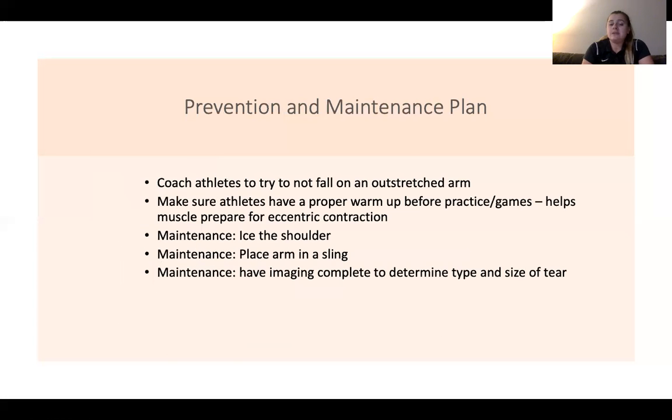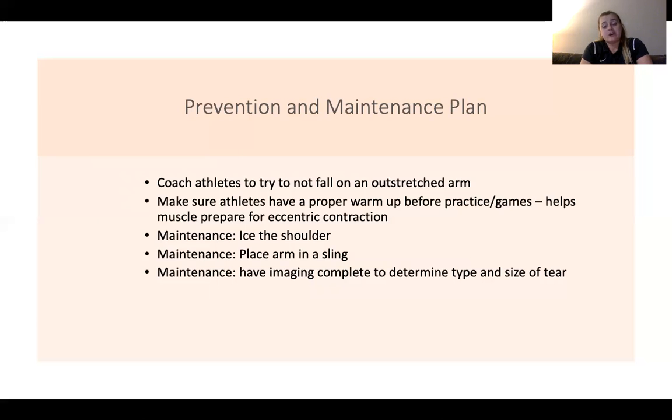Prevention and maintenance plans. So in order to prevent this injury, coach athletes to try not to fall on an outstretched arm. I know this may sound silly, but again, if we can educate athletes on how these injuries occur and ways to avoid having these injuries occur, then I feel like it can do nothing but help. Make sure the athlete has a proper warm up before practices and games. Again, it'll help prepare those muscles for that eccentric contraction that they could be putting on it. And it just helps better prepare the body for whatever it's going to be put through overall.